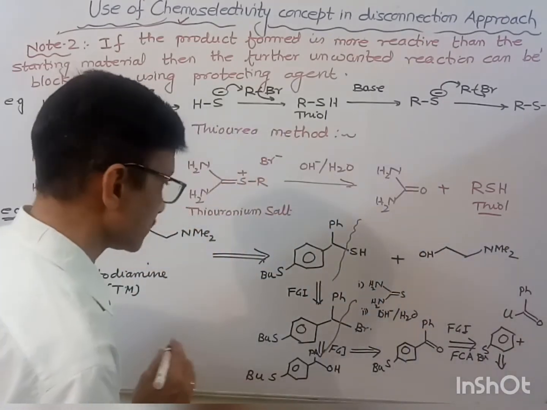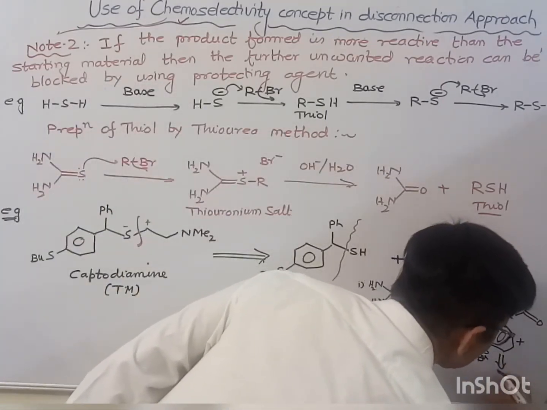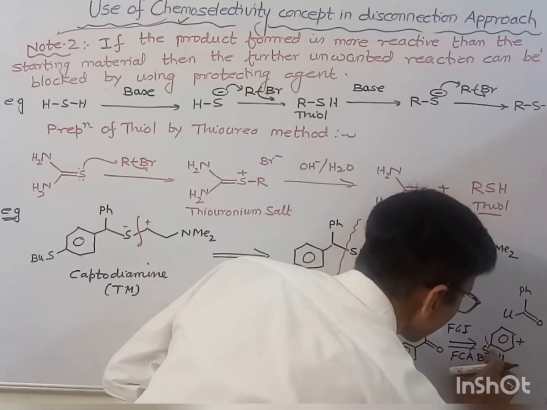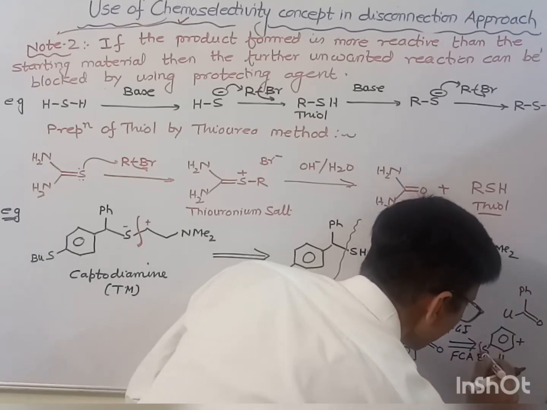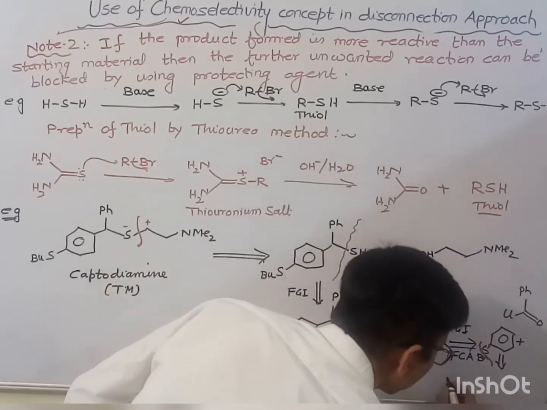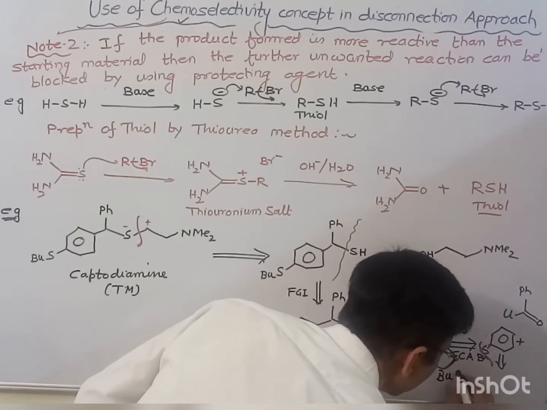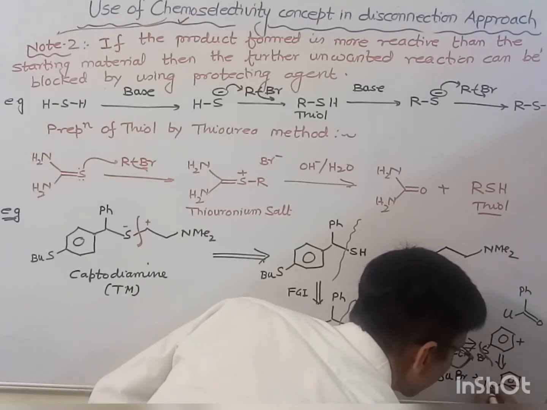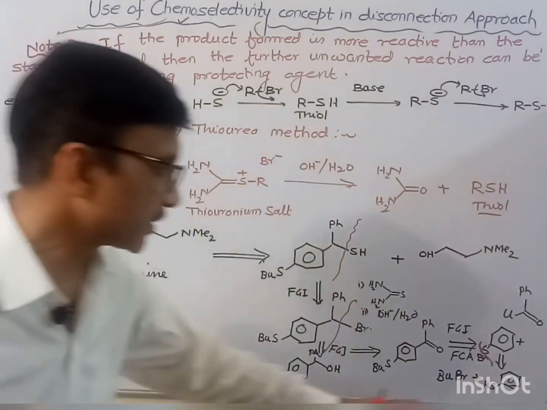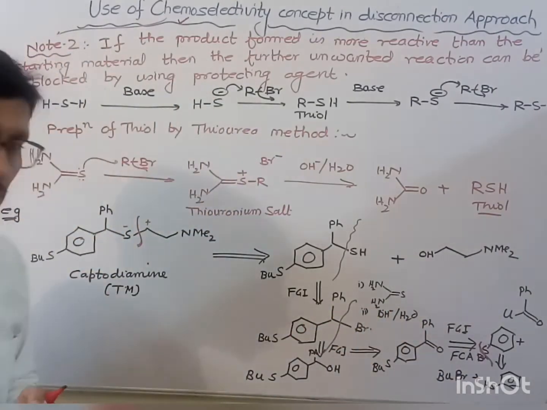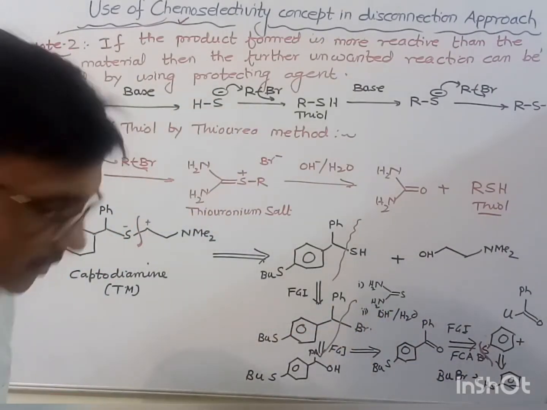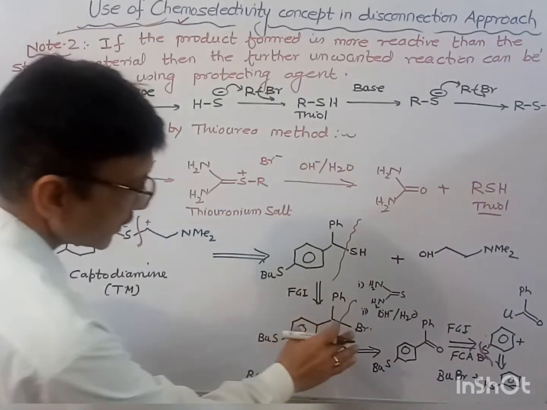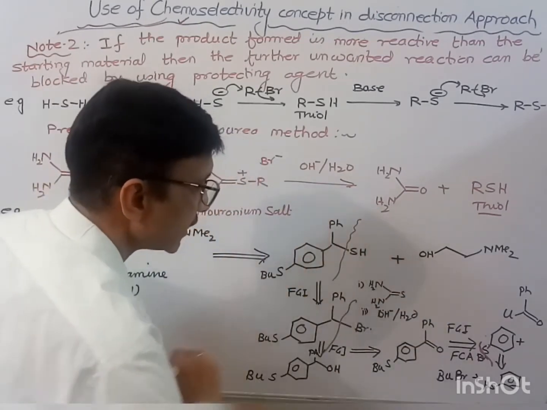So space is a problem. Suppose I am writing here, again it may be disconnected from here. It can be disconnected from here, and I can write butyl bromide plus benzene thiol. So now further backward reaction can be done to get this captodiamine. So we have used the guideline here at this particular place.